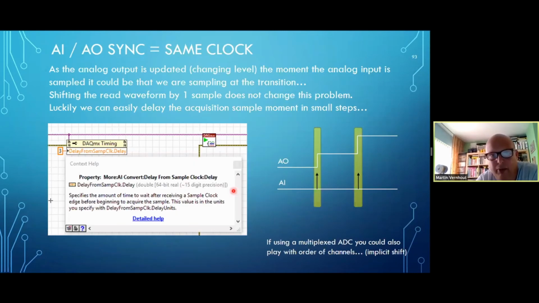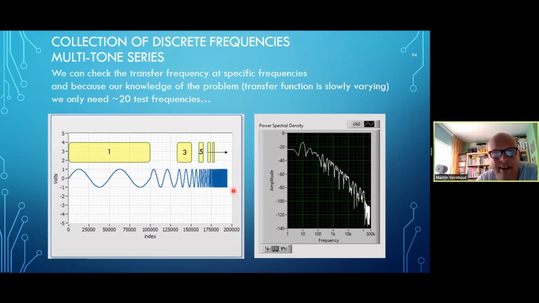Let's see what happens. If you're running analog input and analog output at the same clock, you might be worried about settling time, and therefore you can operate the delay from sample clock delay setting of DAQmx. Have a read later. So the first solution would be very simple. The first solution is I create a discrete set of frequencies, and it's called a multitone series.